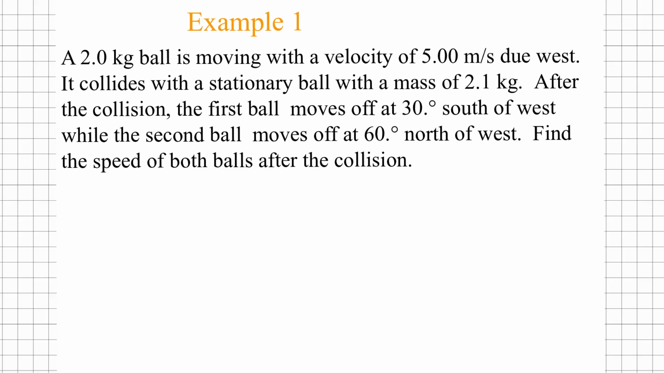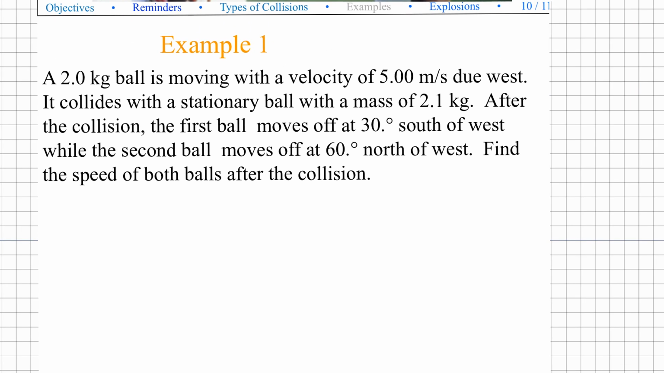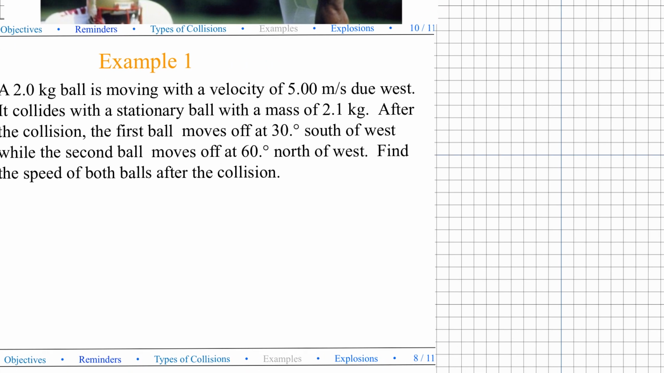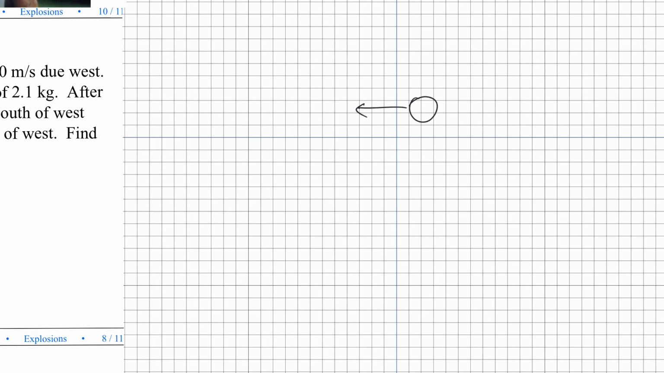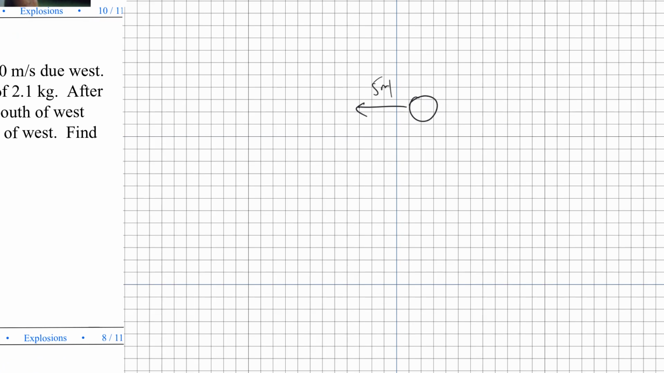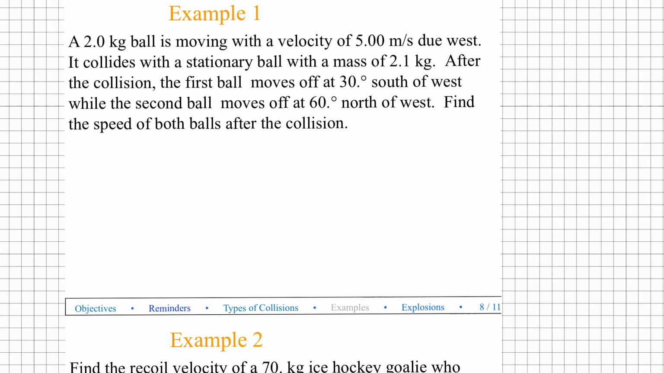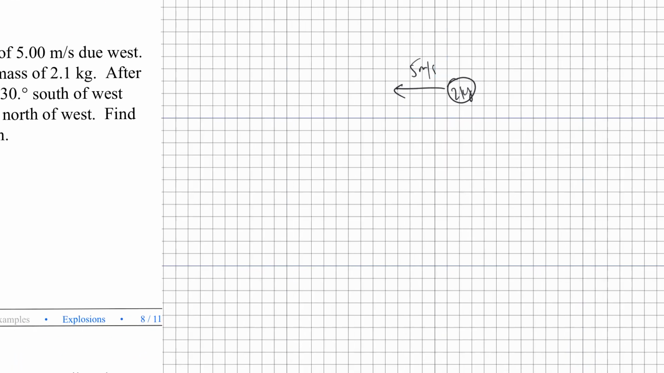All right, so start with example 1. We've got a 2 kilogram ball moving with a velocity of 5 meters per second due west. So let's see if we can go over here. We've got a 2 kilogram ball, and it's going this way, due west, at 5 meters per second. It collides with a stationary ball of mass 2.1 kilograms.